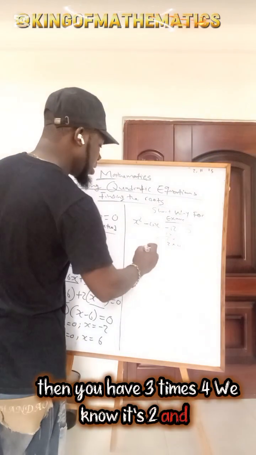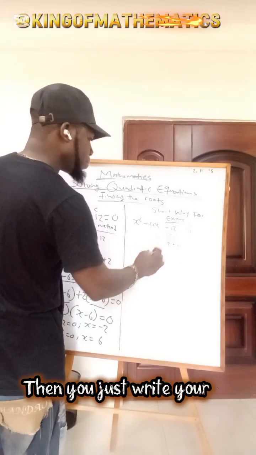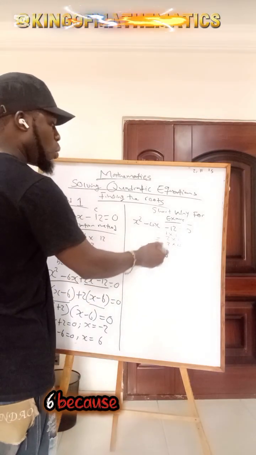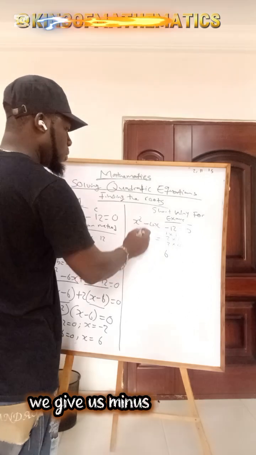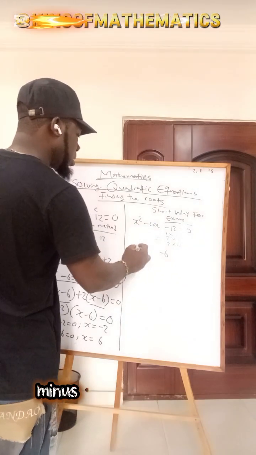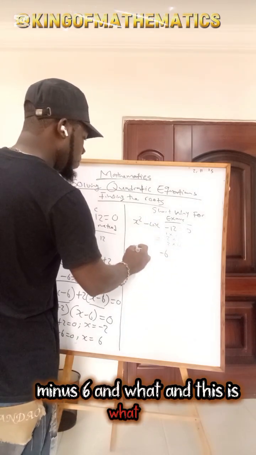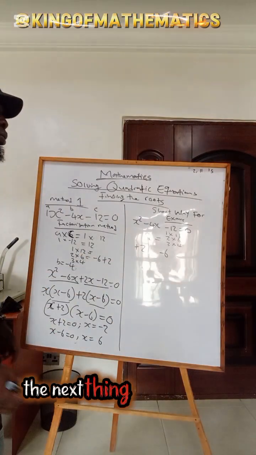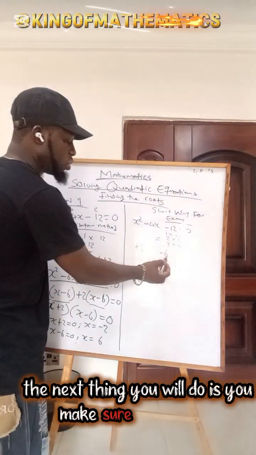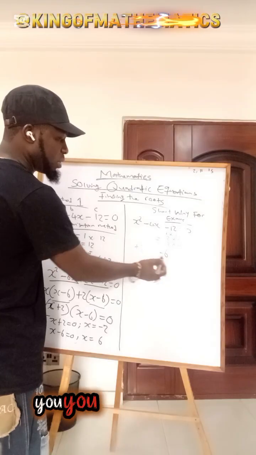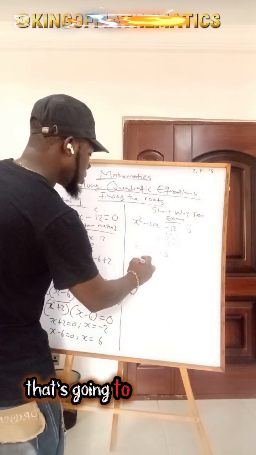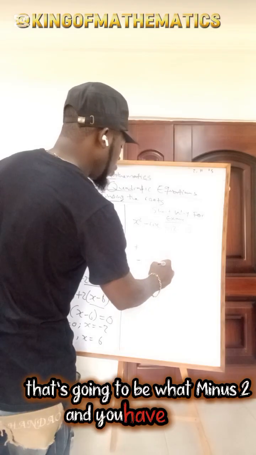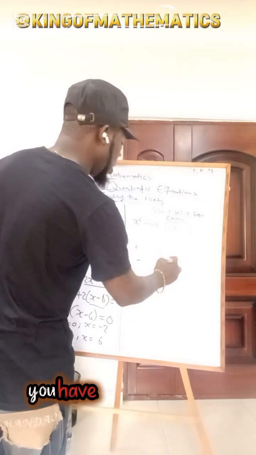We know it's 2 and 6. Then you just write your 2 and 6, because which one will give us minus 4? That's minus 6 and plus 2. Then the next thing you will do is you change the sign. That's going to be minus 2, comma, 6.